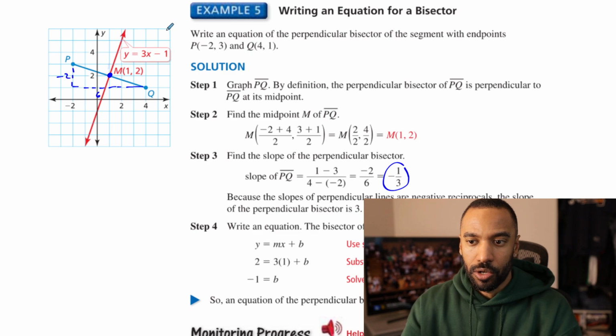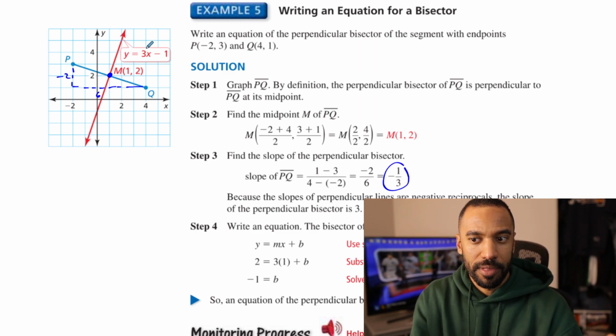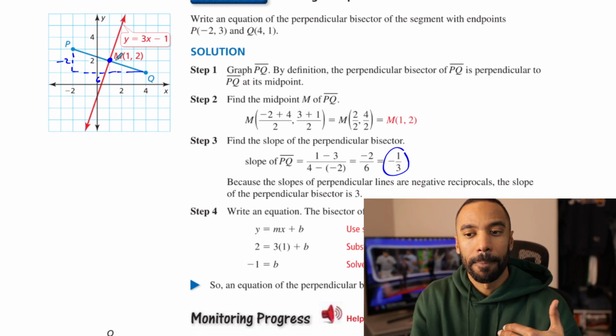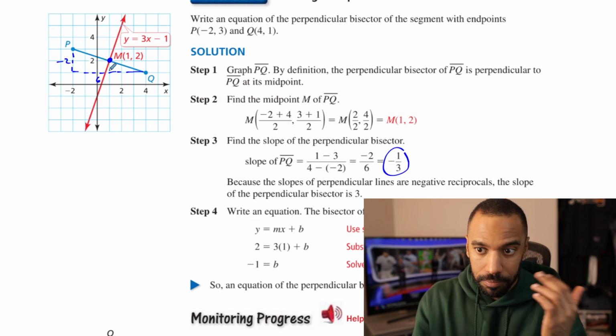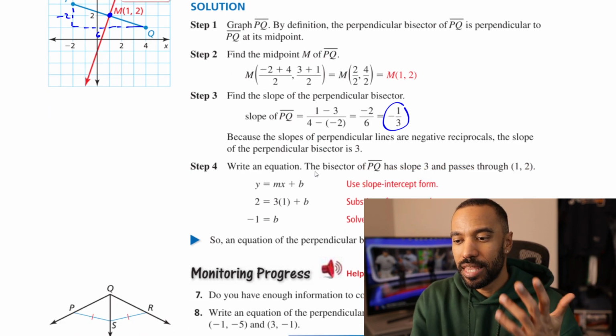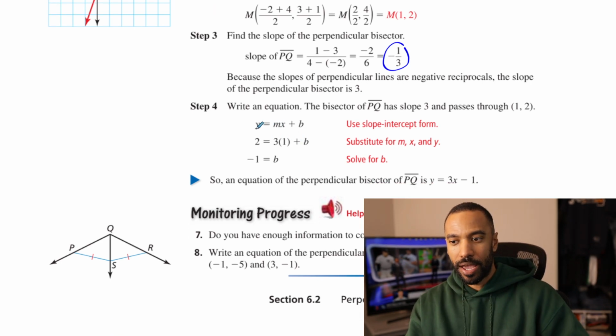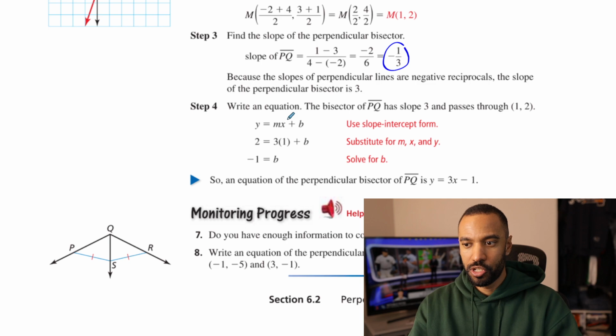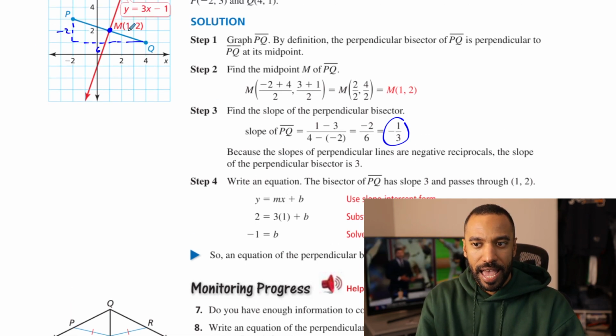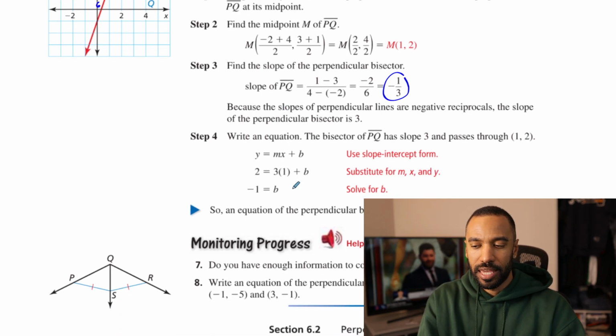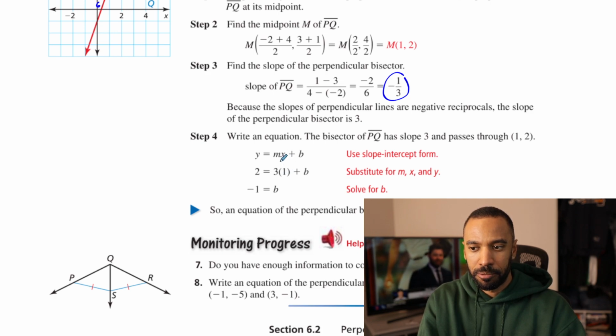Now, when it comes to writing an equation in slope-intercept form, that's where that 3 comes from, that's the slope. How do you get the y-intercept of -1? You could draw it out and work off that, but they use more of a mathematical formality. They use slope-intercept form, y equals mx plus b. They substitute the x value of the midpoint, 1, and the y value of the midpoint, 2, into this equation to find their b.